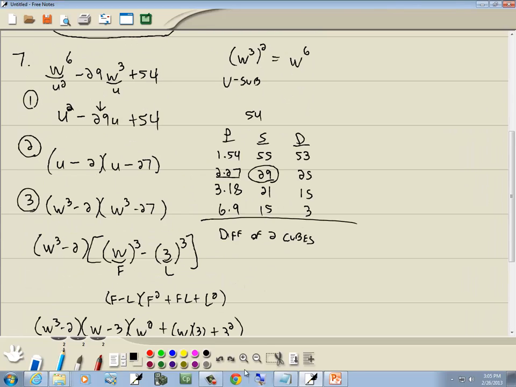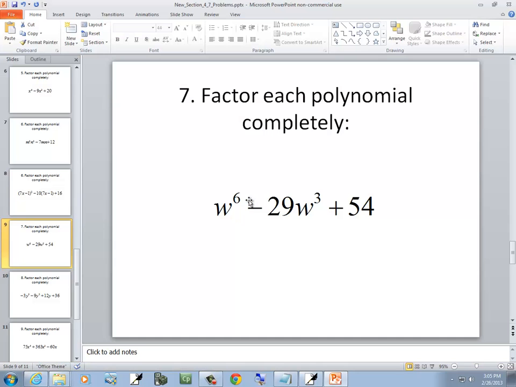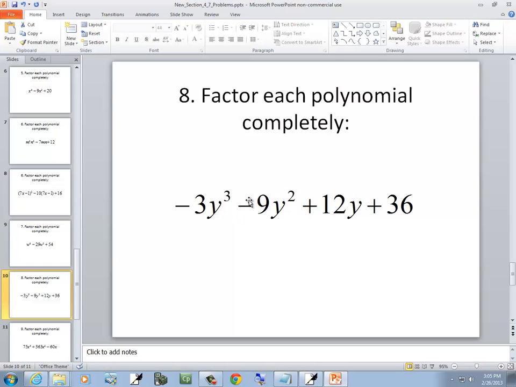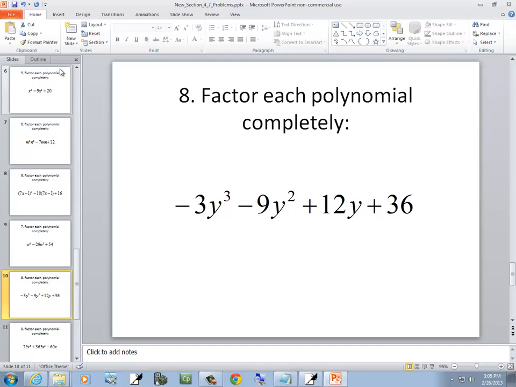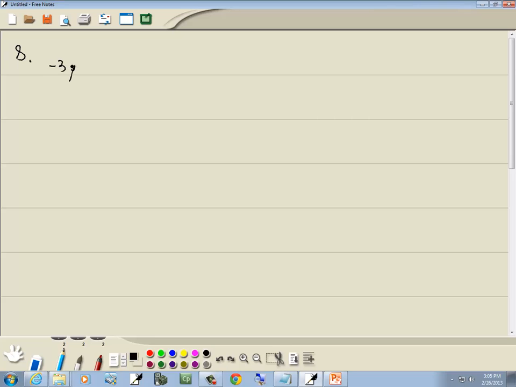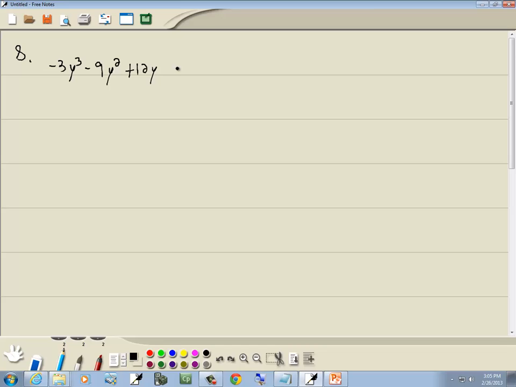And time for a new page. Okay, let's look at this one. We have negative 3y to the third minus 9y squared plus 12y plus 36. First thing we'll do is GCF. Since it starts with a negative, we can't have that.